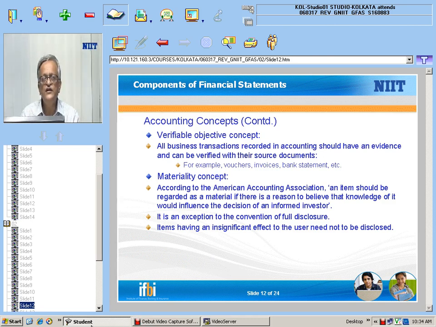So again, I am reading. According to the American Accounting Association, an item should be regarded as material if there is reason to believe that knowledge of it would influence the decision of an informed user. So this is an exception to the convention of full disclosure, and items having insignificant effect on the user need not be disclosed. There are various items which are to be disclosed in the financial statements, that is the balance sheet. If these items are too small, too insignificant, and will not affect the user, such items need not be disclosed.